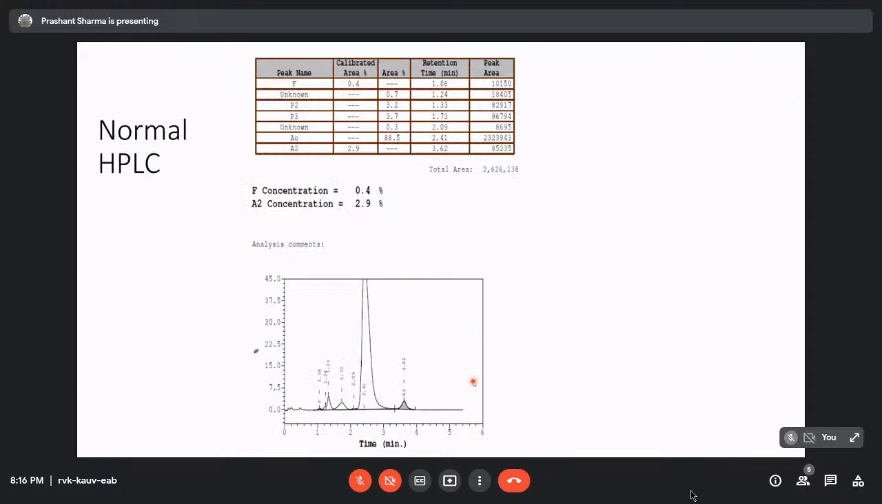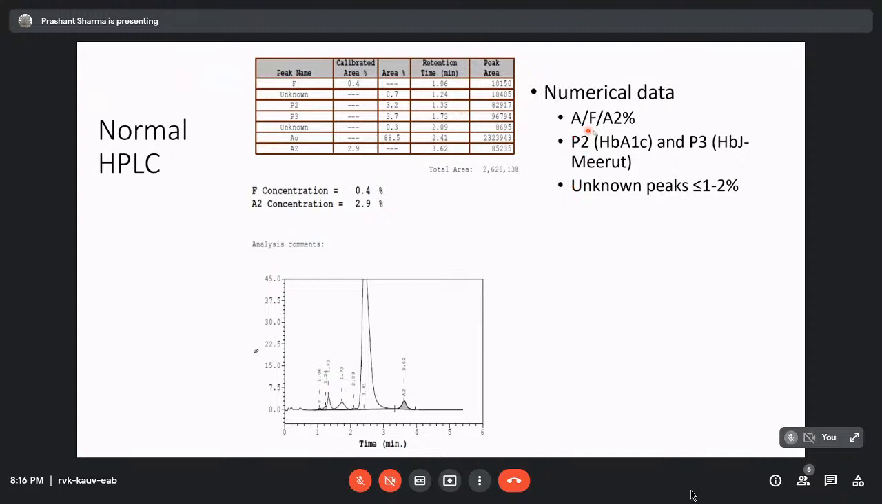So HPLC, and sometimes people use capillary electrophoresis, are the two commonly used techniques for quantitation of hemoglobin fractions. This is what a normal HPLC looks like. You have the numerical data on the top, and you can see the F and A2 percentages here.